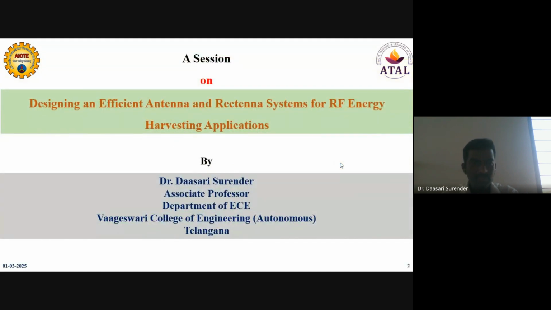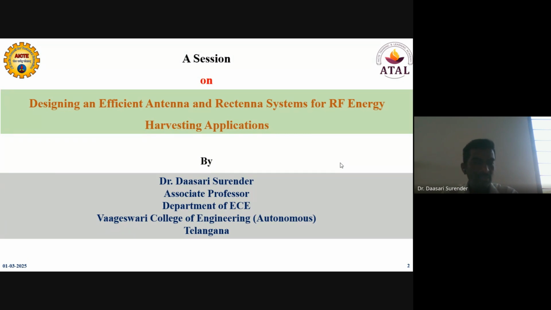My talk is on designing an efficient antenna and rectifier systems for RF energy harvesting applications. As already discussed by the earlier speakers, rectifier systems are being used in RF energy harvesting applications nowadays. In present days, the utilization of batteries is increasing day to day because consumption is increasing, and we are also depending on battery vehicles because of the scarcity and increasing rates of fuel. Due to that, we are highly depending on conventional batteries.